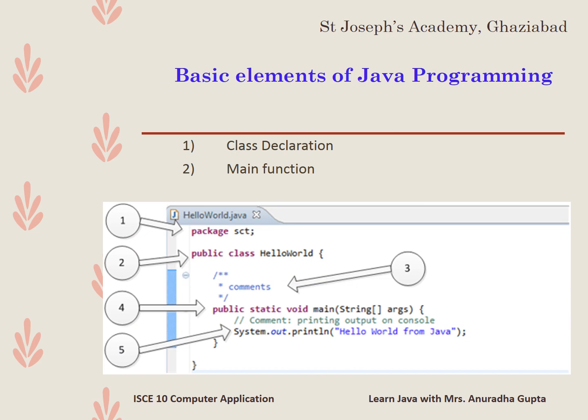Next are the basic elements of Java programming. Writing a program in Java is entirely different from any other programming language. Here, there are two things you have to keep in mind while writing a Java program. First is class declaration. All the program should be written in a class, and in the class you have to declare the main function first, from where our program execution starts. That's called the main function.